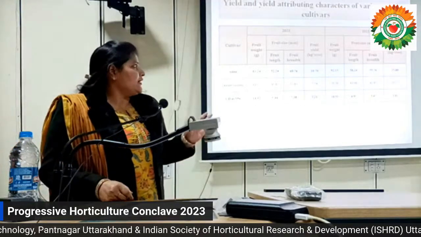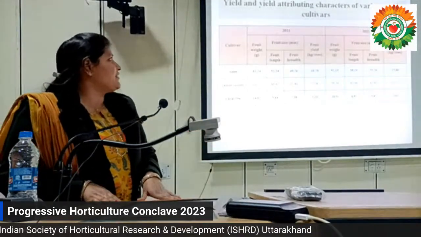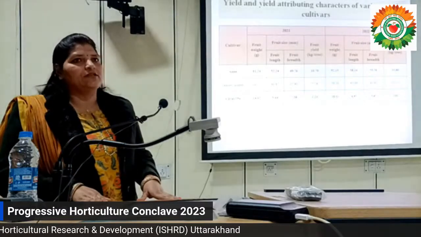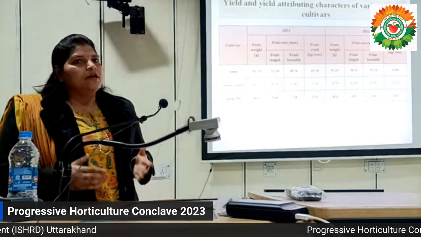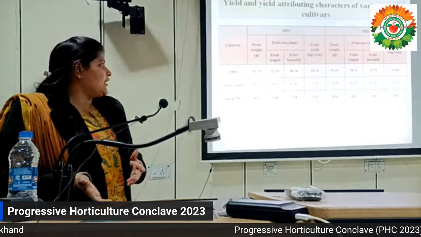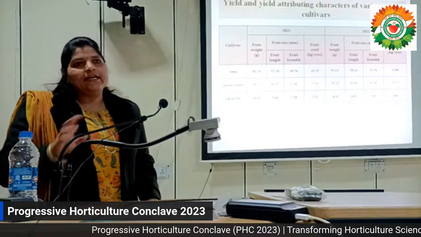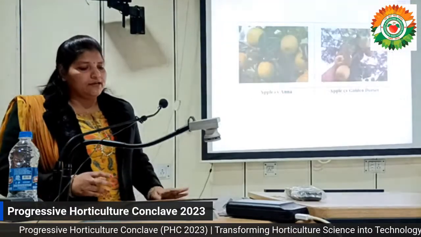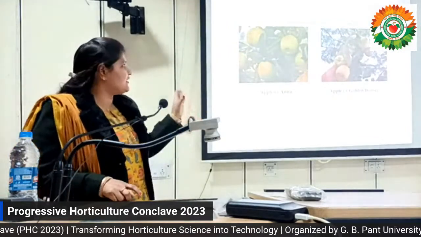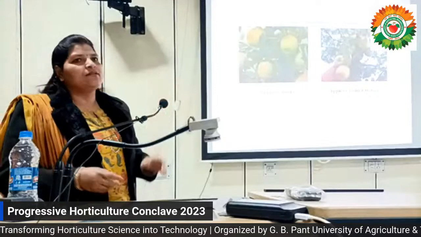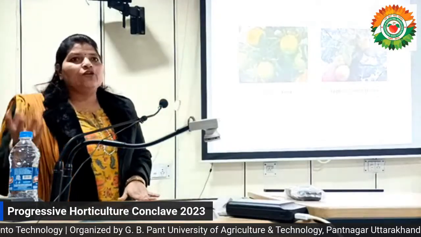It's 2-year data, and upon the physical analysis, we have observed that the fruit weight, fruit size, and fruit yield were maximum in Anna as compared to Golden Dorset, and these are significantly different from each other. And as you can see, this is the phenotypic difference among both the varieties. The Anna has some red marks, while the Golden Dorset is slightly yellowish green in color.